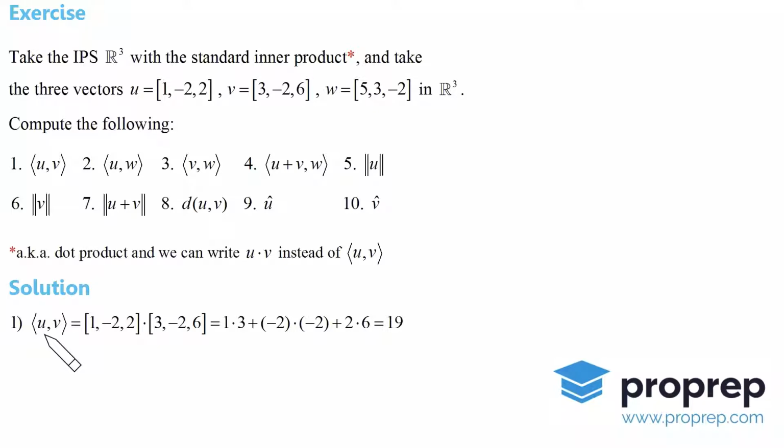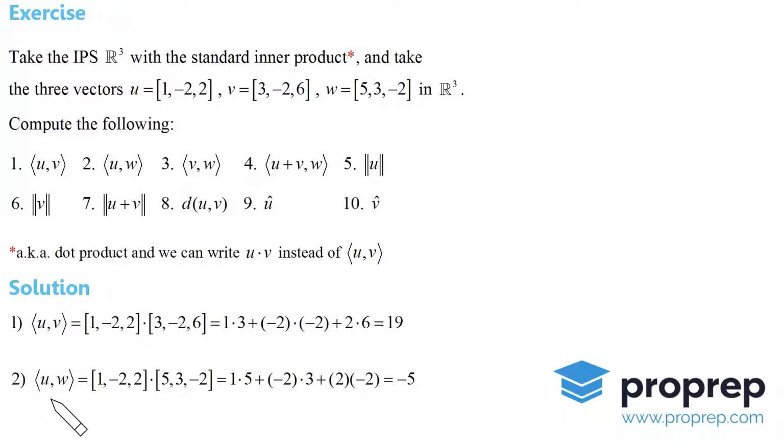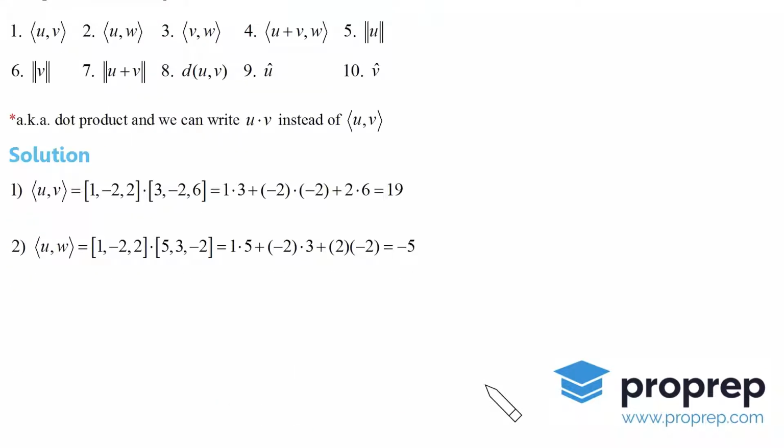First one, inner product, but it's the standard inner product, so it's a dot product. For the dot product, we just take the first one times the first one, second one times the second one, third one times the third one, and add them, and we get 19. Part 2, same thing, just with U and W. Again, we have the dot product of 2 vectors. You multiply the first with the first, second with the second, third with the third, and add, and we get -5.